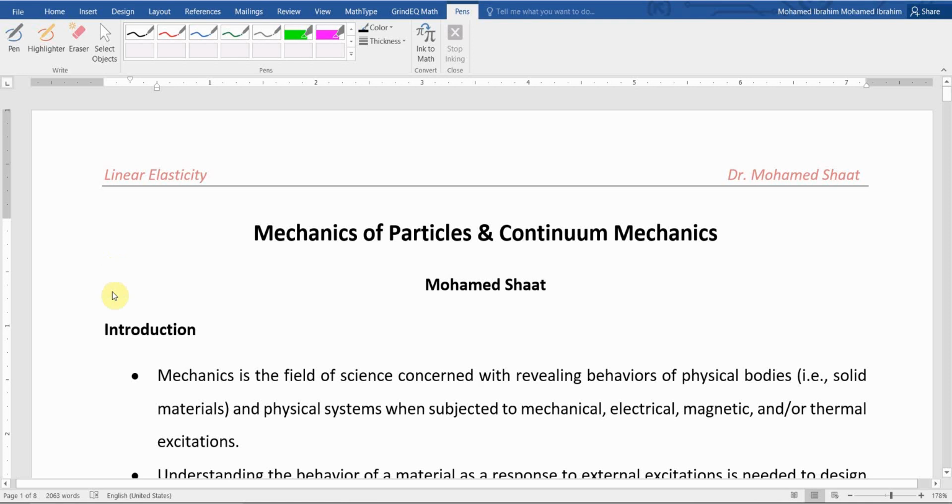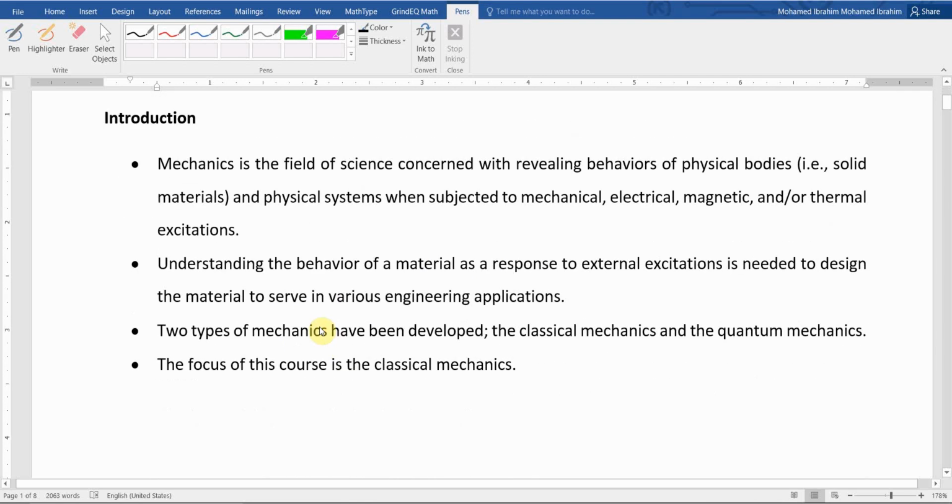So in the beginning, what does mechanics mean? Because I mentioned here mechanics of particles and continuum mechanics. So initially, what does mechanics mean? Mechanics is a field of science. You could consider that mechanics is a field of science in general that is concerned with revealing or determining the behavior of physical bodies. Physical bodies would include fluids, solid materials, any physical object that we're already using in reality in our life, in different applications.